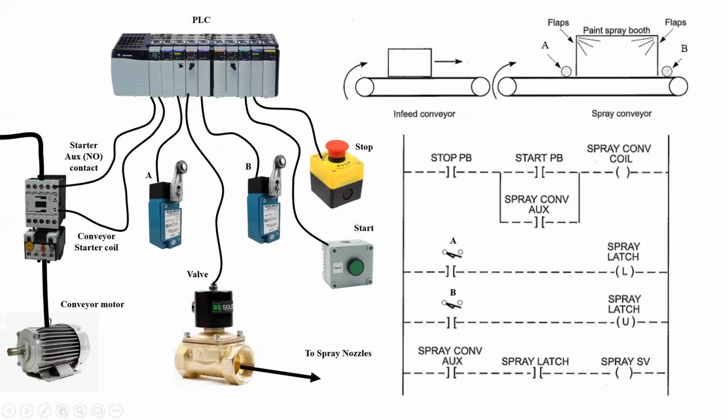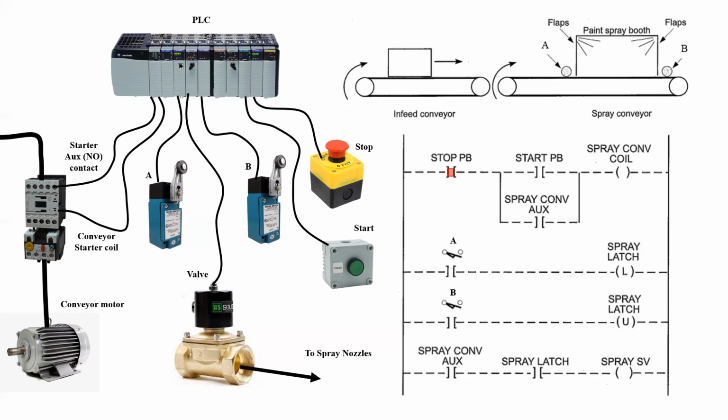The items that are connected to this would be a stop push button, start push button, two limits, a valve for the paint spray, a conveyor motor, and finally the motor starter itself, which we have limited connections to show the complexity of the system. We're only having the auxiliary normally open contact and the conveyor starter coil connected.